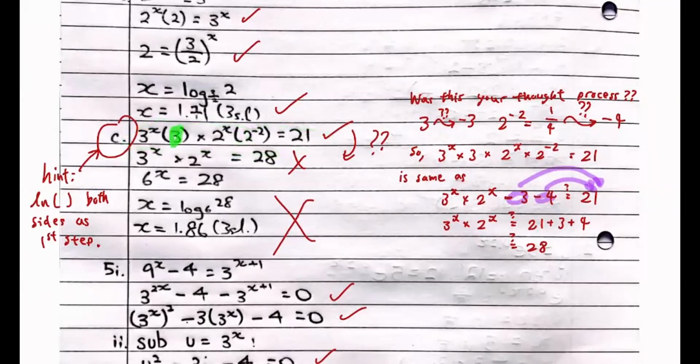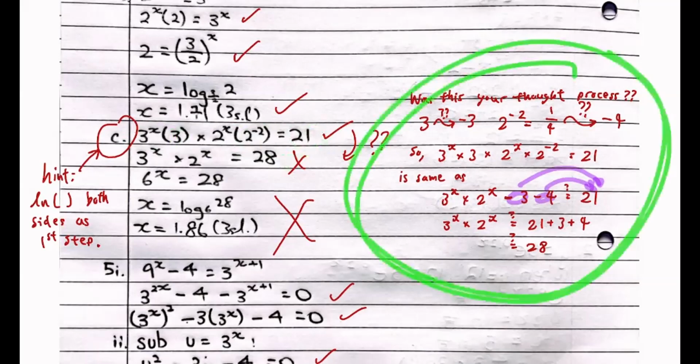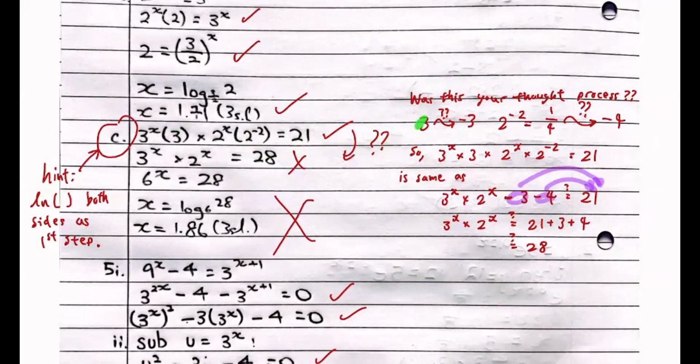How come the 3 and 2 power negative 2 converts the 21 into a 28? Here's what I suspect. Somehow your 3 turned into negative 3. Somehow your 2 power negative 2, which is 1 over 4, turns into a minus 4. Then you got minus 3 and minus 4 become minus 7, so you bring over and it becomes plus 7. I have no idea what's going on.